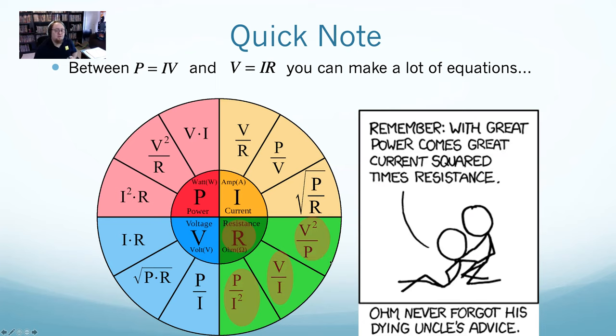Anytime you're going to be solving for any of these terms, pull up the circle. Whatever you're solving for, go to that quadrant of my circle and use whichever of the three equations matches what you know. If I want to solve for voltage, I have these three equations. And I look, do I know I and R, or do I know P and R, or do I know P and I? That's how I decide which one to use.